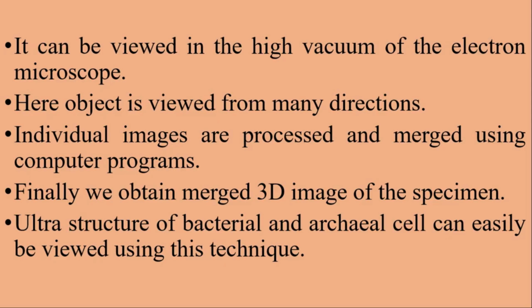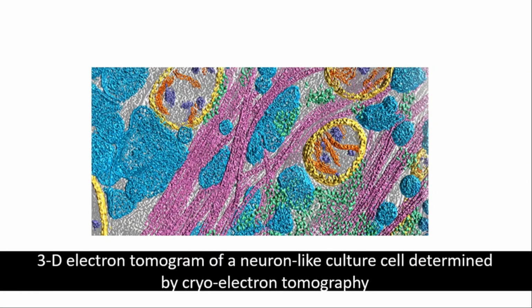Here the object is viewed from many directions. Individual images are processed and merged using computer programs. Finally, we obtain a merged 3D image of the specimen. The ultrastructure of bacterial and archaeal cells can easily be viewed using this technique. This is a 3D electron tomogram of a neuron-like cultured cell determined by cryo-electron tomography.